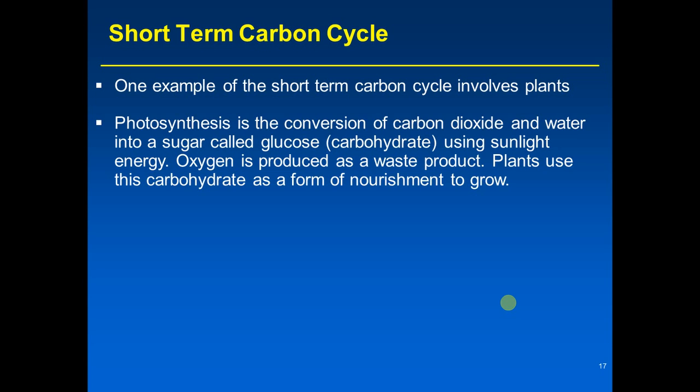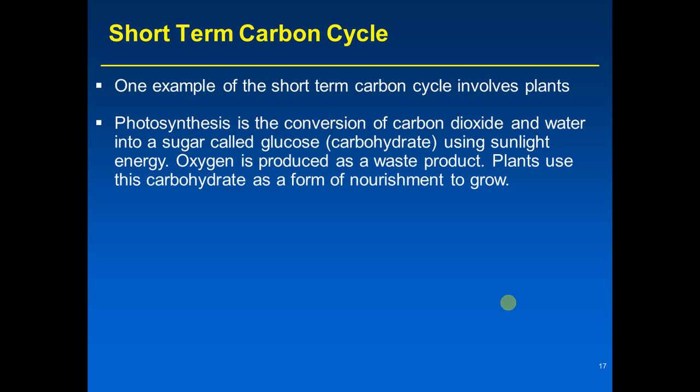So what happens is carbon dioxide from the atmosphere, along with water, combines. Those two chemicals combine using sunlight energy. Okay, and then when the carbon dioxide and water, the reactants, combine, they form two products. Okay, this is a chemical reaction. One is carbohydrate or glucose, and that is used for the plant's nourishment.